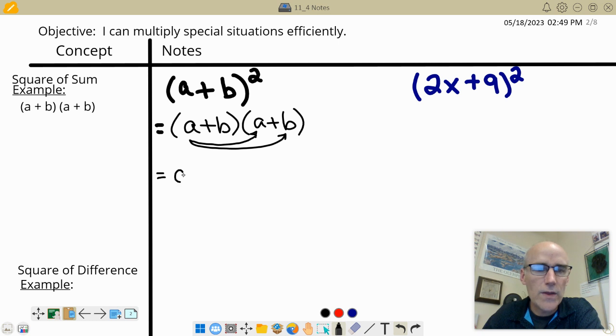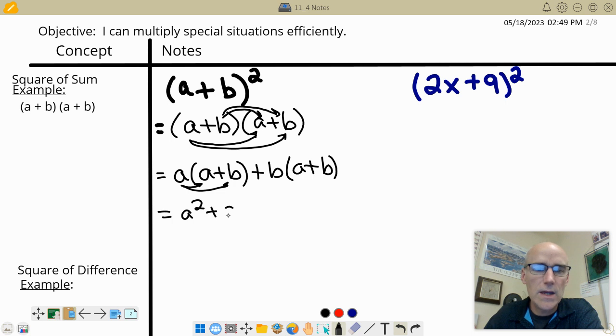So you could write that like this: a times (a plus b). And then you could have b times a and b times b. So I get plus b times (a plus b). And now let's go ahead and do the distributive property. So a times a is a squared, plus a times b. Then over here I get another one, but I'm not going to put b times a. I'm going to put it as a times b, so that it definitely looks just like that one on the left here.